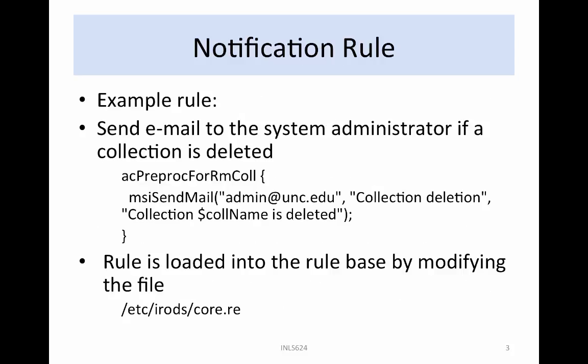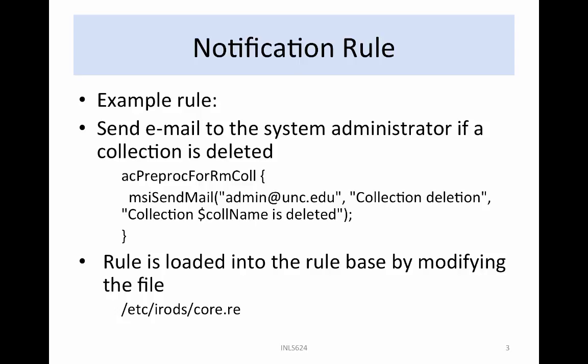An example rule sends email to the system administrator if a collection is deleted. The rule uses the policy enforcement point AC preproc for RM call, which is called before a collection is removed. The AC preproc for RM call policy calls MSI send mail with the arguments admin@unc.edu, the title of the message, collection deletion, and the text of the message, collection star call name is deleted.